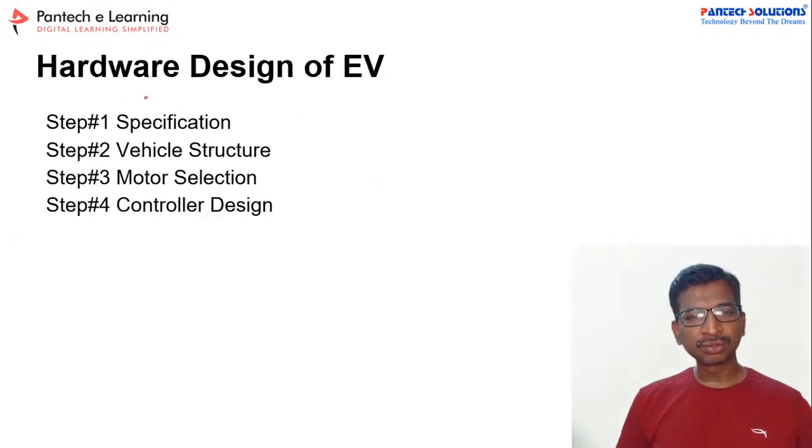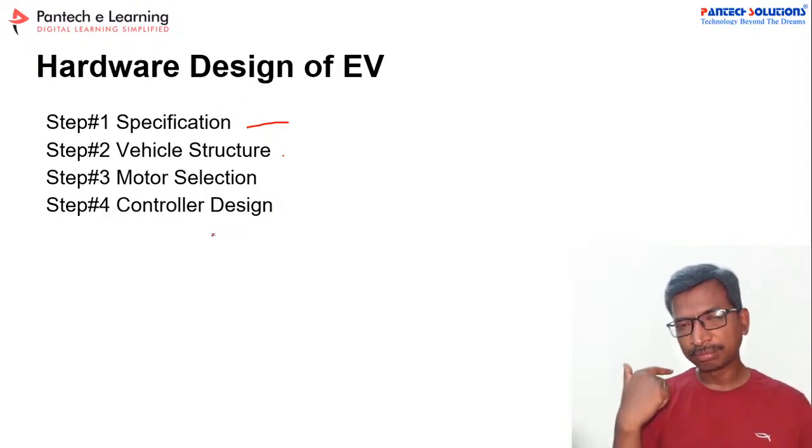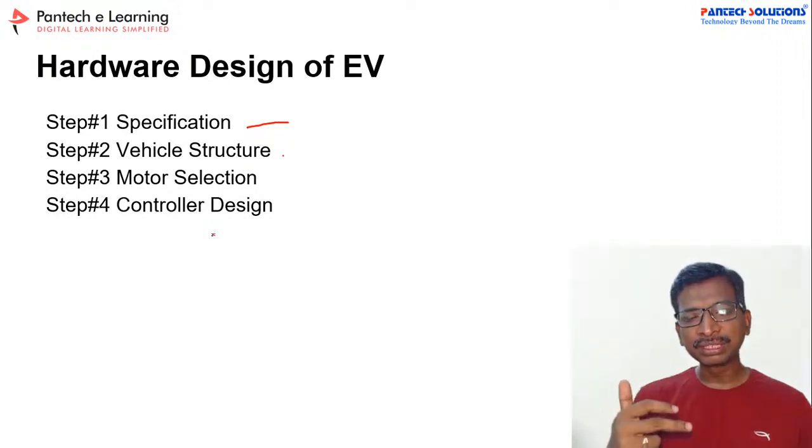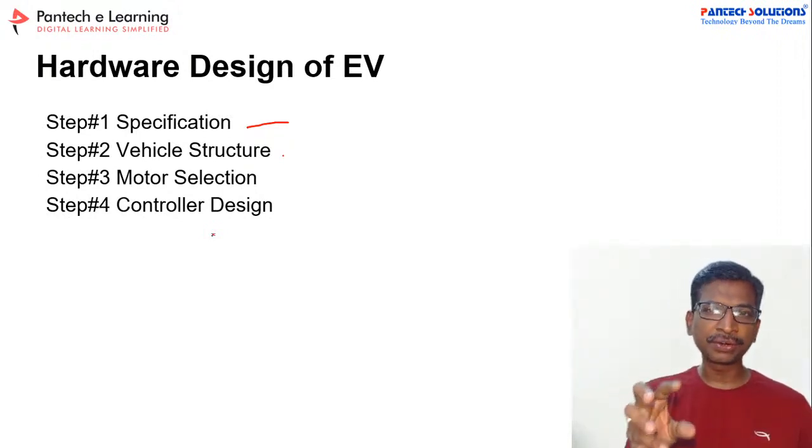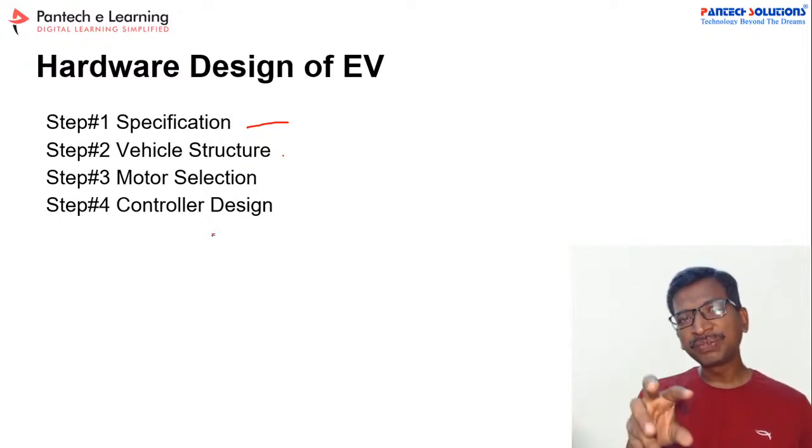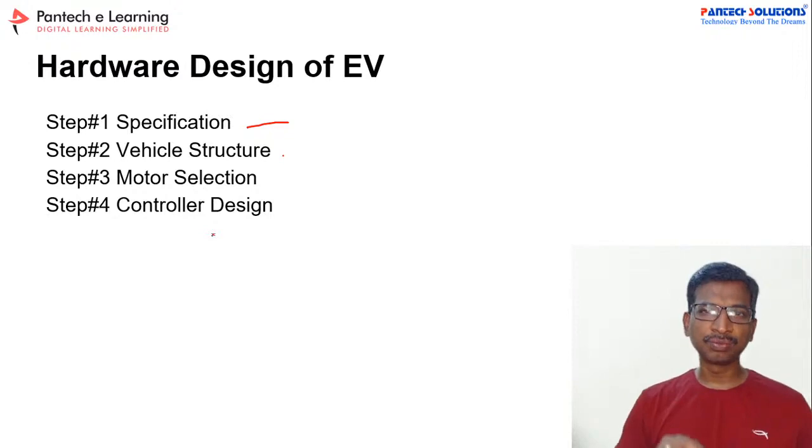So hardware design. First we should confirm the specifications of the vehicle, the second is the vehicle structure and motor selection, and finally you have to go for the controller design. Here the controller design comes with two options: one is called a Powertronic controller, and another is called an Arduino controller, that is a microcontroller. You can choose any one controller. Based on the Powertronic specifications, you can choose the microcontroller, whichever microcontroller you want to keep, then you can use it, right?